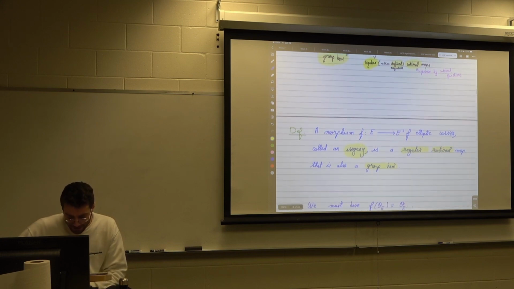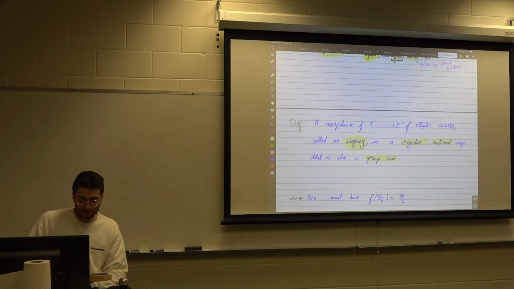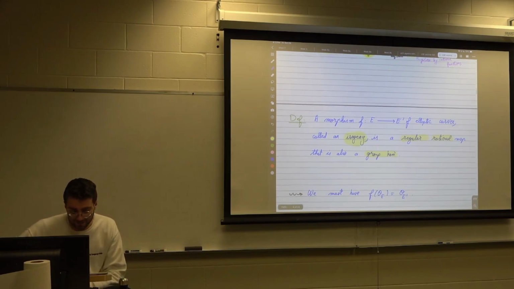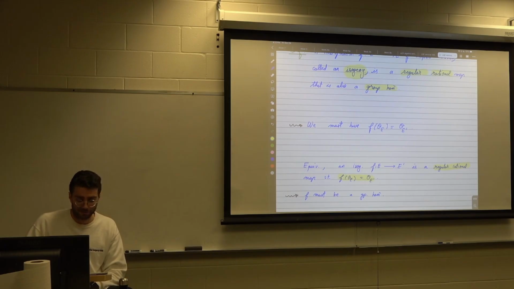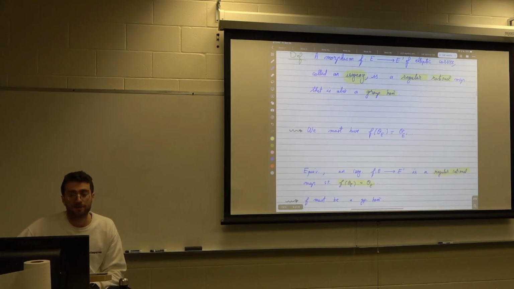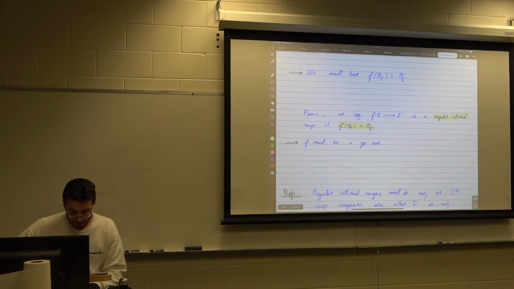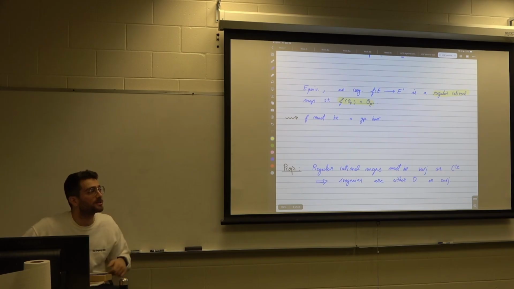The consequence is that it has to send 0 to 0, because that's how group homomorphisms work. An equivalent definition I'll mention, because if you look this up in other references you might have a slightly different version, but they're equivalent, is that it's a regular rational map that sends 0 to 0. It will have to be a group homomorphism as a consequence. I just prefer to present it the first way because I feel it's more satisfying. Okay, so now that we know what a morphism is, these isogenies between elliptic curves, let's dive deeper into these isogenies. So the first proposition, yes?